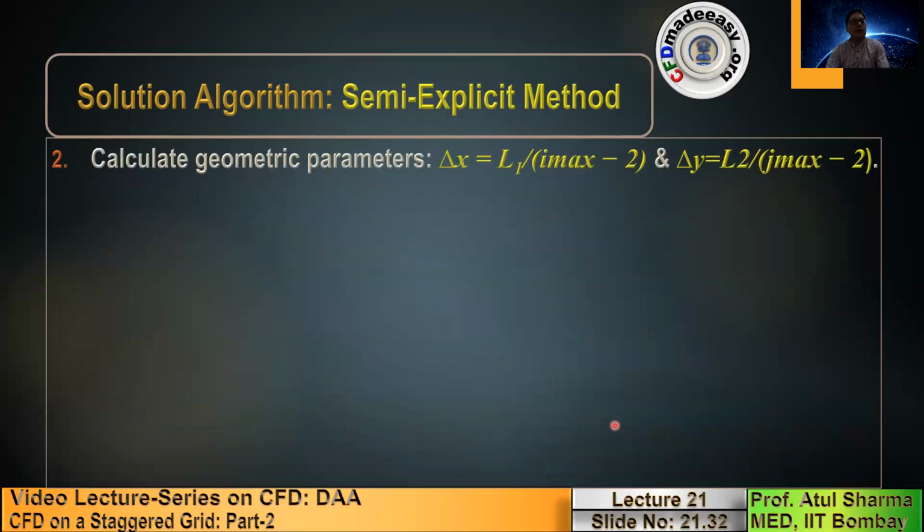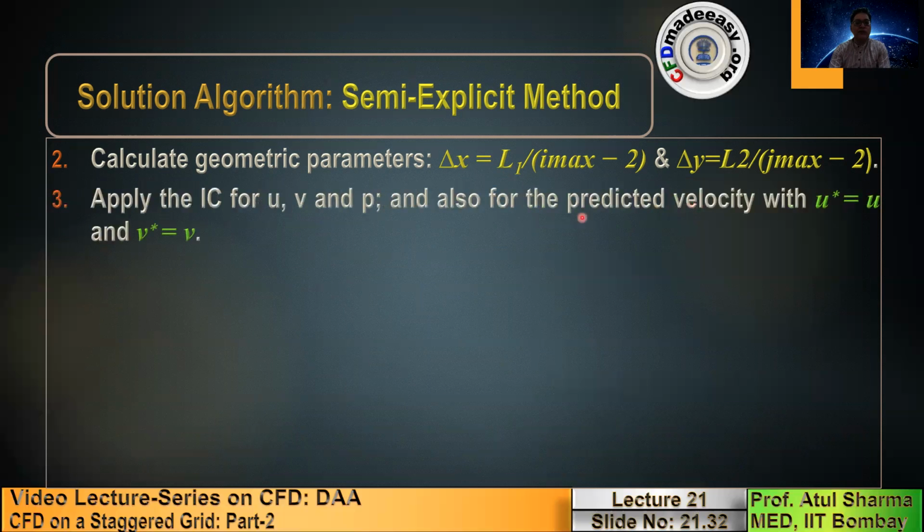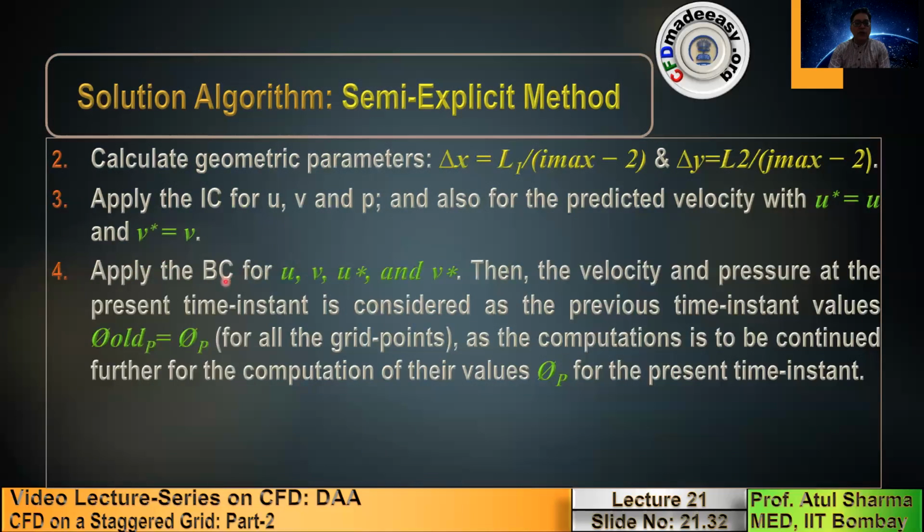After presenting the user input, the next step is you have to calculate certain geometrical parameters. For a uniform grid, geometrical parameters are the width and the height of the control volume, delta x and delta y. Then you have to enter the initial condition for the velocities and pressure, and also for the predicted velocities. You have to apply the boundary condition for the velocities, and note that while applying the initial condition and boundary conditions, you not only have to apply for u, you have to also apply for u star and v star.